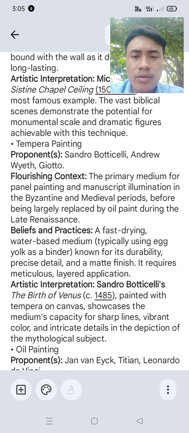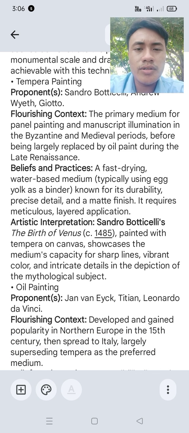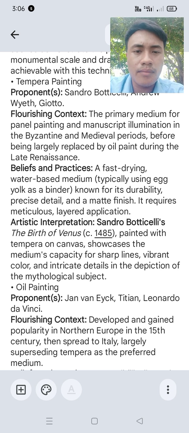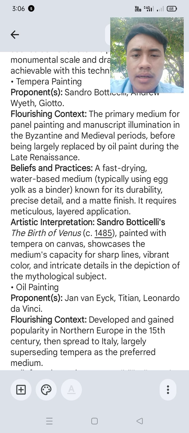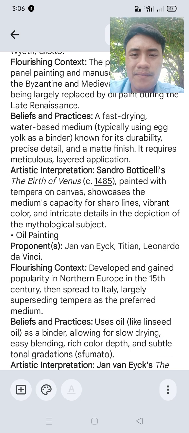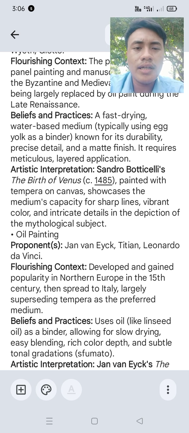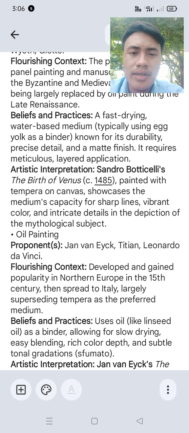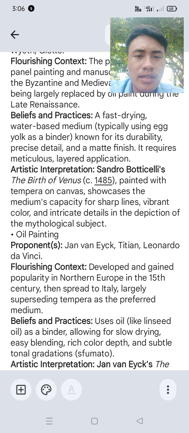Tempera. Proponents: Sandro Botticelli, Giotto. Flourishing context: the primary medium for panel painting and manuscript illumination in the Byzantine and medieval periods, before being largely replaced by oil paint during the late Renaissance. Beliefs and practices: a fast-drying, water-based medium, typically using egg yolk as a binder, known for its durability, precise detail, and a matte finish. It requires meticulous layered application.